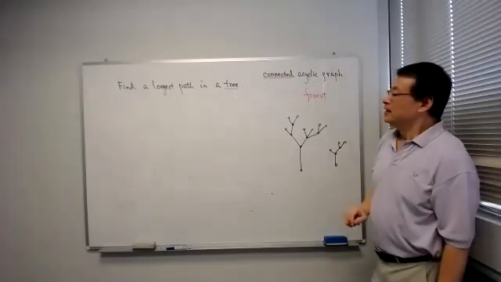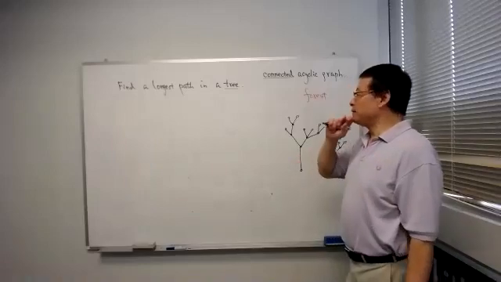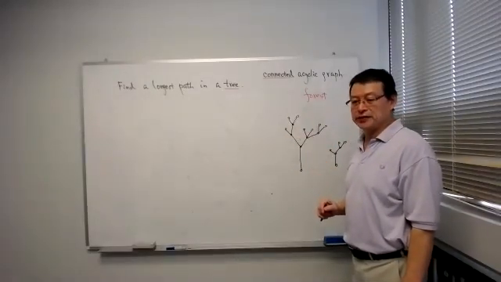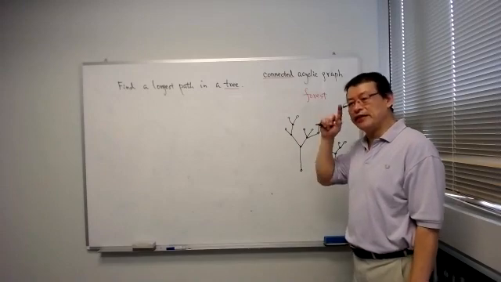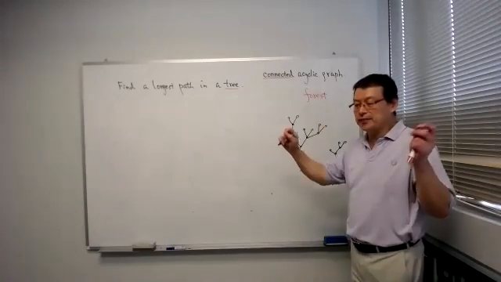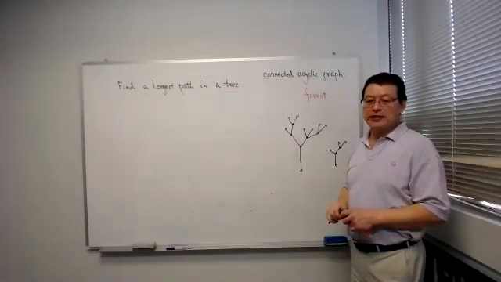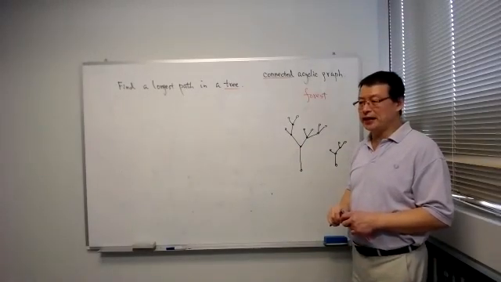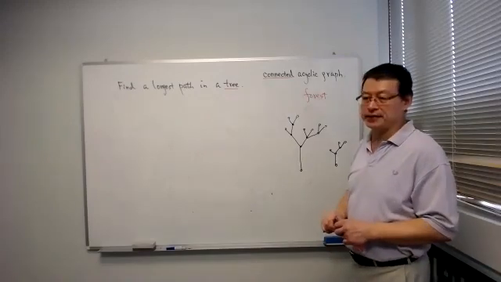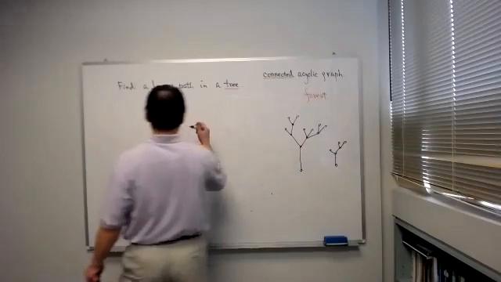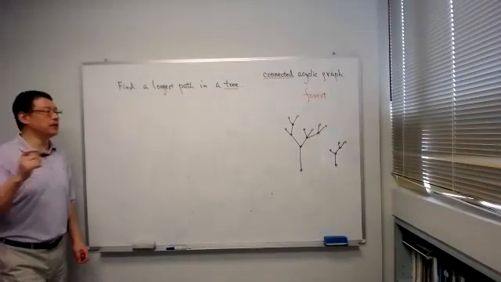Okay. The problem is to find the longest path in a tree. In general, finding the longest path is extremely difficult, even if the graph is unweighted. But for a tree, even if it's weighted, there is a very simple way to find the longest path. At least two different ways. So here I will give you one way. Okay. So let's just work on one example.